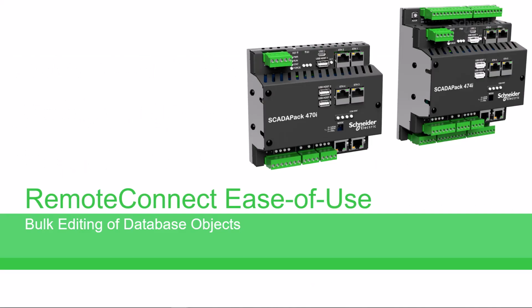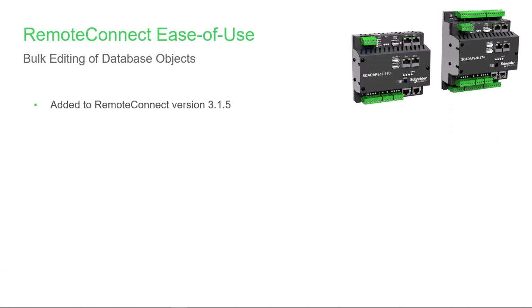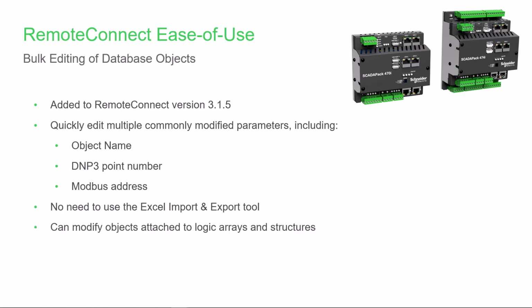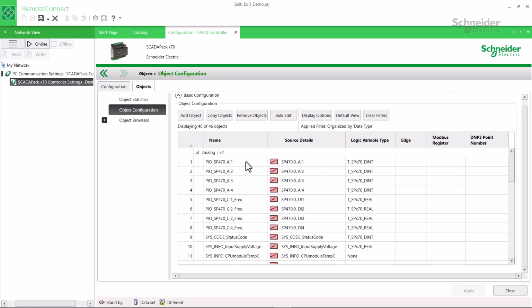RemoteConnect version 3.1.5 adds support for bulk editing of objects. This feature allows you to quickly edit multiple commonly modified parameters in the object table, such as object name, DNP3 point number, or Modbus address, without using the Excel import and export tool. You can also make modifications to objects attached to logic arrays and structures.